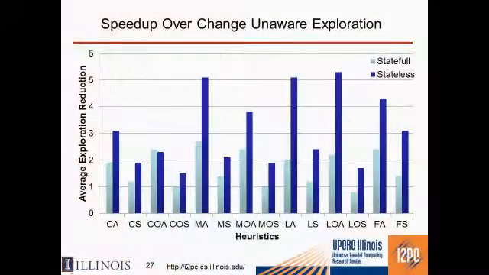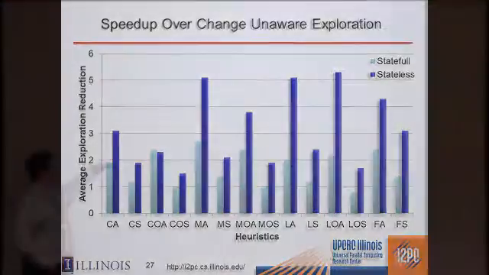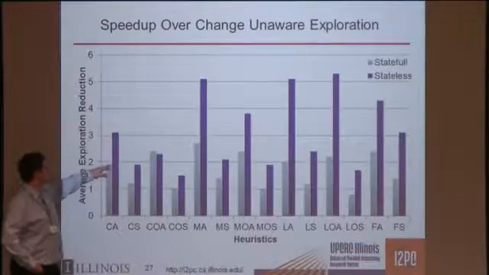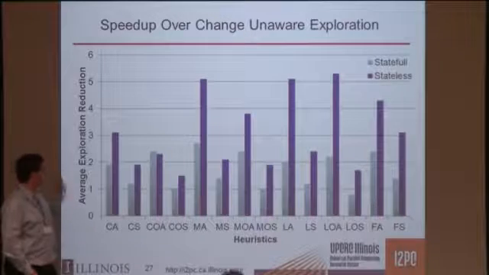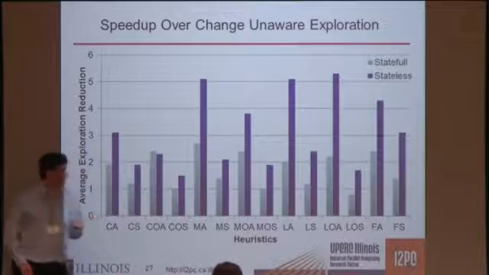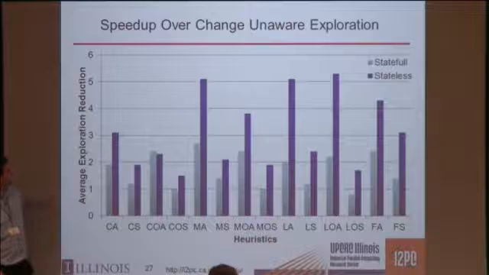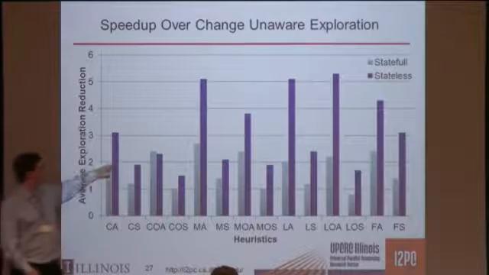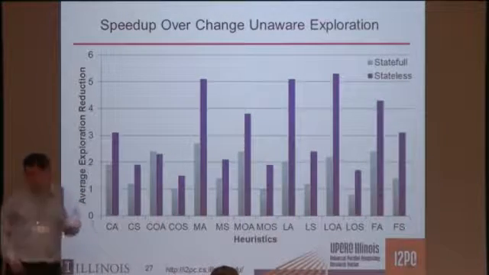Here's a comparison for using this change-aware prioritization. Basically, you have something that understands what's changed in the code versus just doing exploration that does not understand that. And so what this shows is the speedup that we obtain over this change-unaware prioritization, kind of as the base case. In some of the studies, we use CHESS. In some others, we use some other exploration approaches.